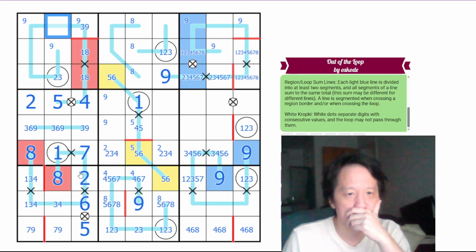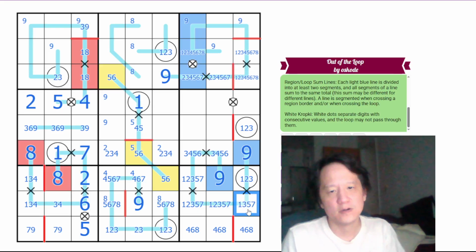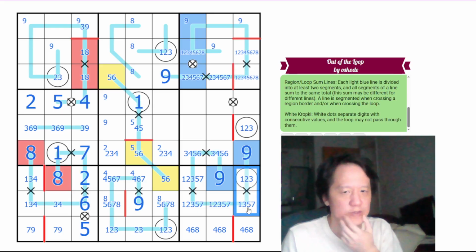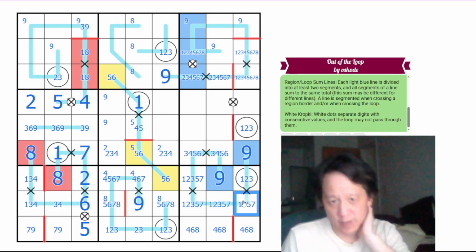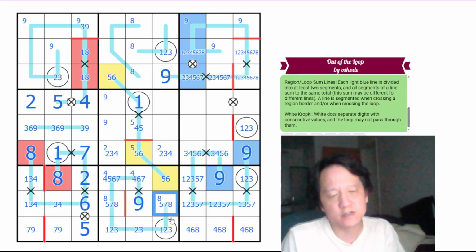This has to be 1, 2, 3, 5, and 7. This can't be. This is either 1, 3, or 5, or it's 7 because this is 2, 7 if that were the case. These cannot be 6.